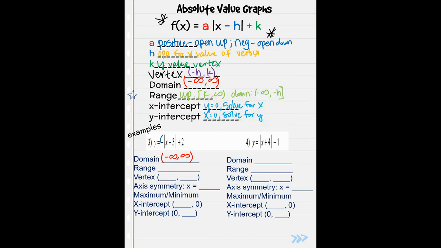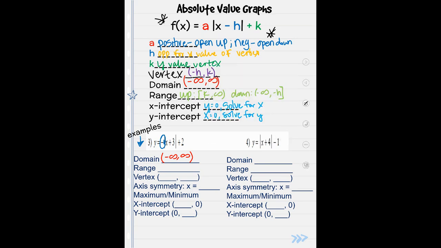We use this number and its sign for whether it is opening up or down. Since it is negative, remember this is really a -1, so it is opening down. Okay, so that's going to affect our range. Before we do our range, let's do our vertex.